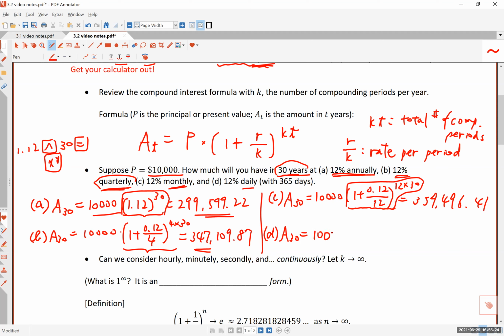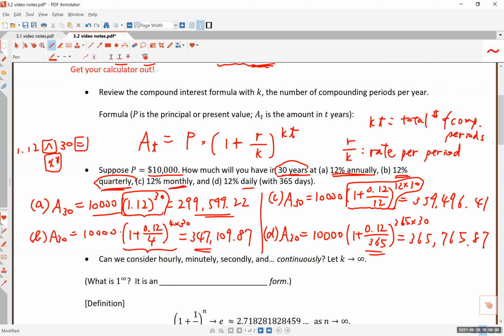If it's growing daily, what you get is 10,000 times 1 plus, remember 0.12, but you'd have to divide it by 365 to get the rate per period. In this case, the rate per day. This part is a very small number, but the exponent will be much bigger. This time, it is going to be 365 times 30, because that's the number of days in the 30-year period. And when you calculate this, it'll be $365,765.87. So it's slightly more than part C.